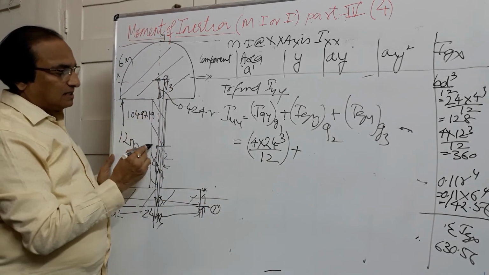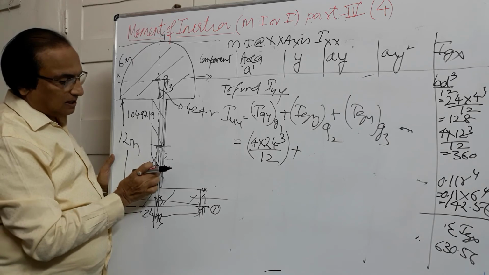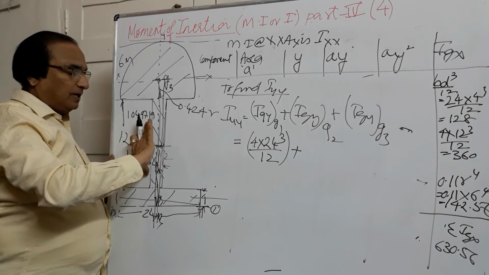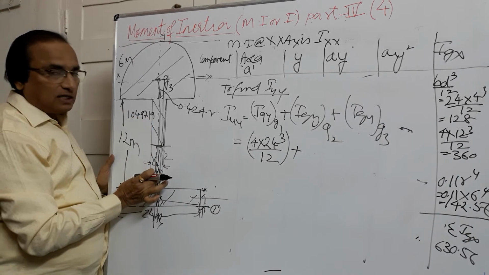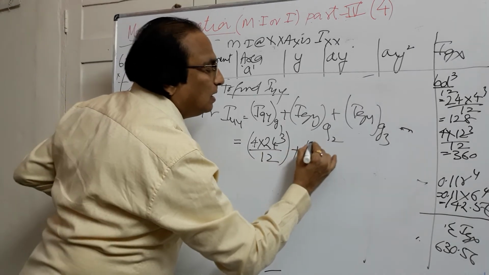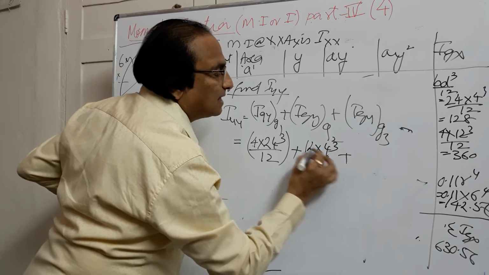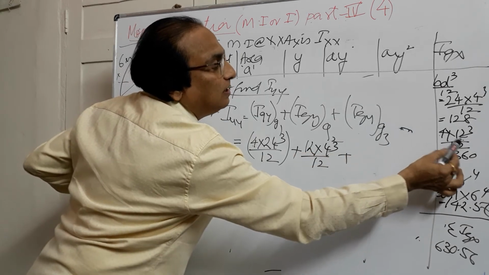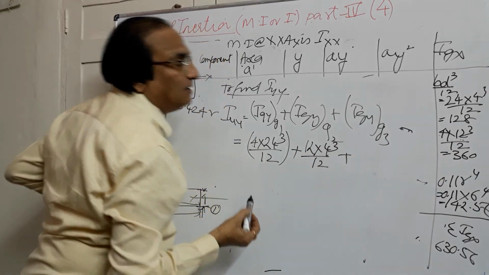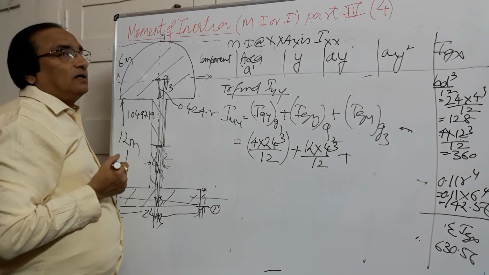Plus moment of inertia of the second rectangle. So this is axis, this is a depth. So this depth is 4. So B is 12, D is 4. 12 into 4 cube divided by 12 plus, again see here, 4 and 12. Then we'll come to the moment of inertia of semicircle.